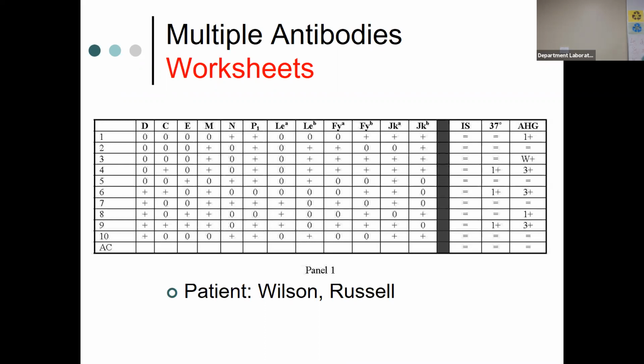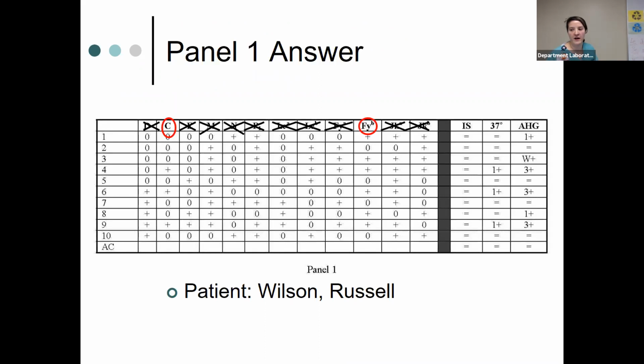All right, so you did your crossing off procedure. What'd you guys get? C and Duffy B. All right, so notice, why does panel cell 3 have such a weak reaction at AHG? It is heterozygous for Duffy B, and also C negative, right? So the anti-C is not reacting on that cell, and then it's heterozygous. That's why we have a weaker reaction.